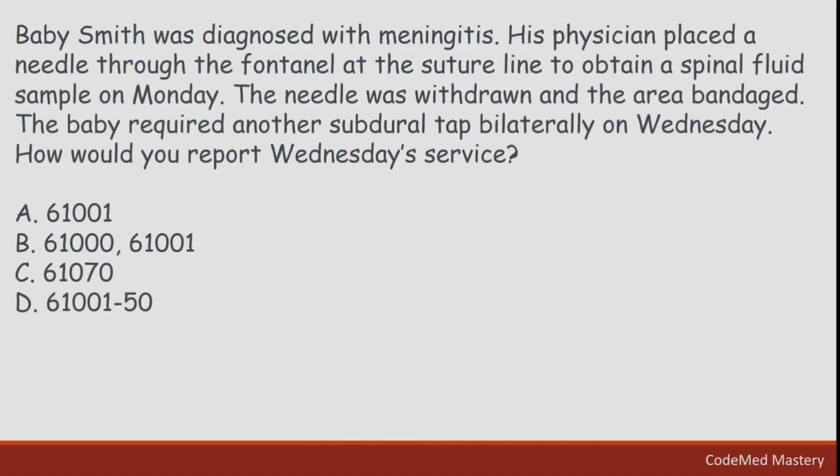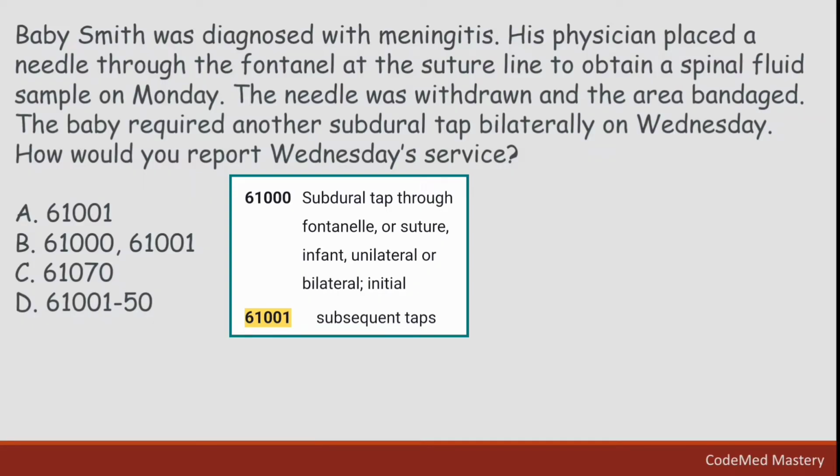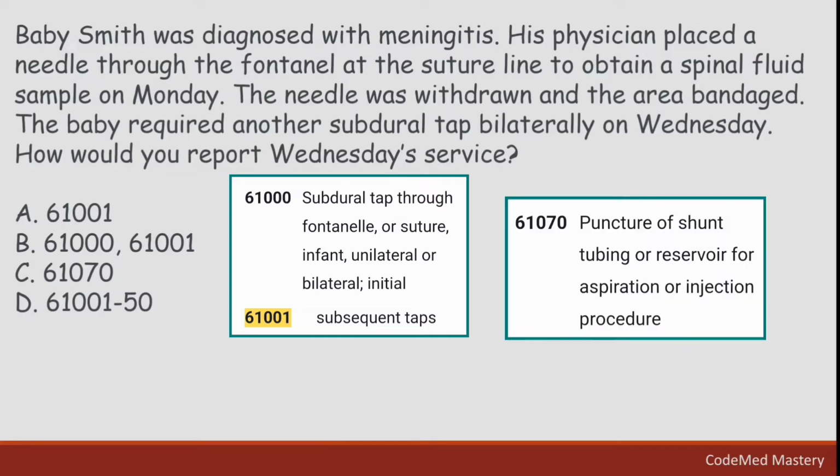Option A 61001 is for subdural tap through fontanelle or suture infant, unilateral or bilateral subsequent taps. And in option B, they have given first code 61000, that is for subdural tap through fontanelle or suture infant, unilateral or bilateral initial. And in option C, they have given 61070, that is for puncture of shunt tubing or reservoir for aspiration or injection procedure. And in option D, they have mentioned 61001 with modifier 50. So, can you think of the right answer?